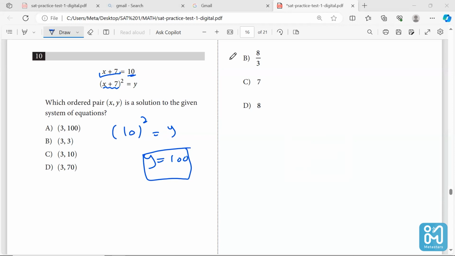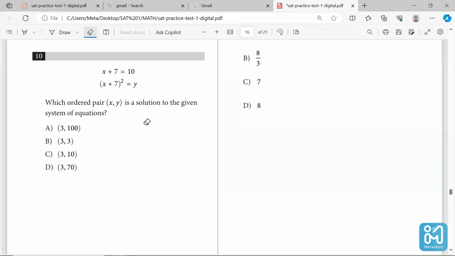What I did is, because all the answers have x as 3, I just plugged it in. Thank you. You take a look at all the choices and you plug in 3. Or you have x plus 7, just plug in the answer that you have and that's it. Thank you so much.